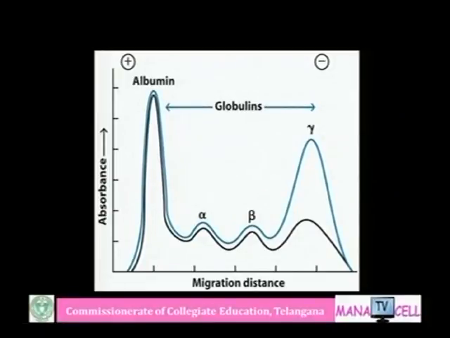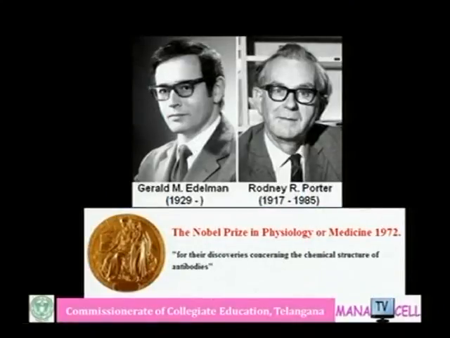Then to these fractions they again added ovalbumin. This ovalbumin specifically removed the gamma fraction, the gamma protein, from those fractions. Then they isolated it and gave it the name IgG, or immunoglobulin G.